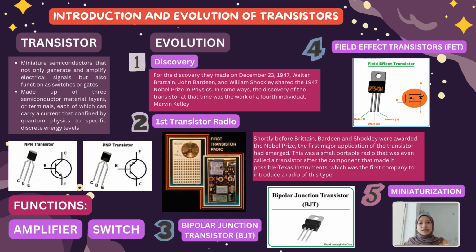The first transistor radio that exists happened shortly before Bardeen and Shockley were awarded the Nobel Prize. The first major application of the transistor had emerged. This was a small portable radio that was even called a transistor after the component that made it possible. Texas Instruments was the first company to introduce a radio of this type.